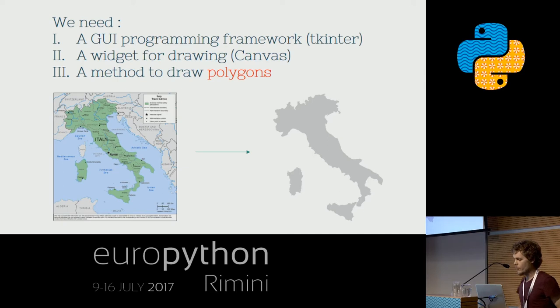Inside that framework, we will need a widget for drawing. All widgets have one. In tkinter, it's called a canvas. It's basically a widget that allows you to draw circles, rectangles, but most importantly, polygons. And we will use inside that widget a method to draw polygon.